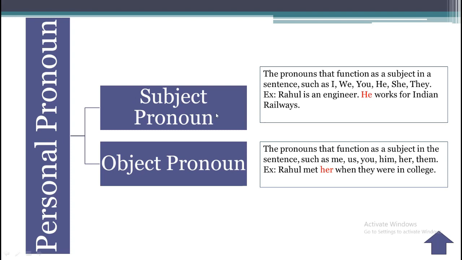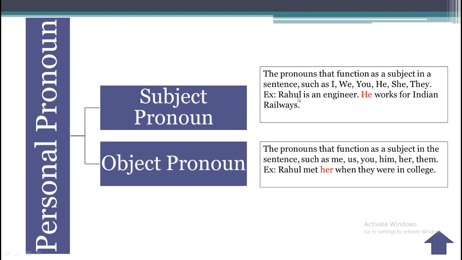Subject pronoun. So I told you that a pronoun can work as a subject and object both. Now let's see how it works as a subject. The pronoun that functions as a subject in a sentence, for example, I, we, you, he, she, they. If in place of a noun, I replace these pronouns, they become subjects. Now how? Let's see the example.